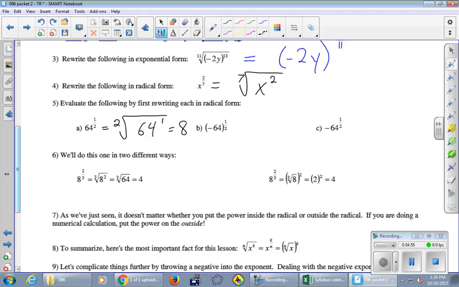In part B, it's the same idea, except this one is going to be the square root of negative 64. What is the square root of negative 64? Is it negative 8? There isn't, at least not in the list of real numbers. Negative 8 seems reasonable, but if you do negative 8 times negative 8, we get positive 64, and we wanted negative 64. So our answer at this moment is not real.